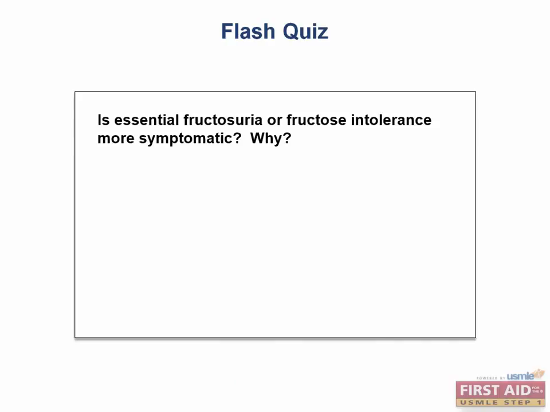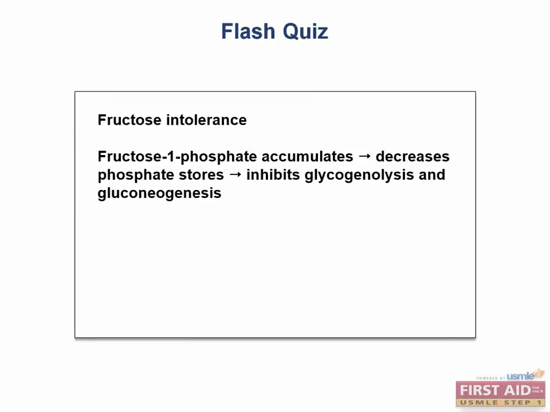So, flash quiz time. Is essential fructosuria or fructose intolerance more symptomatic? And if so, why? Well, fructose intolerance is worse, since the deficiency in aldolase B leads to fructose 1-phosphate accumulating in the cell, reducing available phosphate stores. So, remember, this inhibits both glycogenolysis and gluconeogenesis, leading to hypoglycemia.